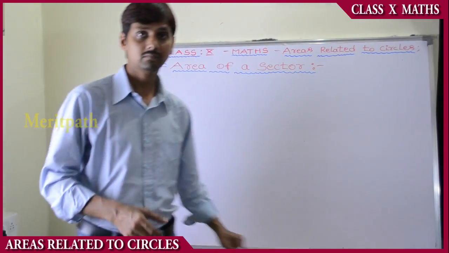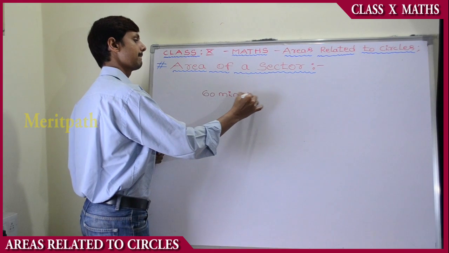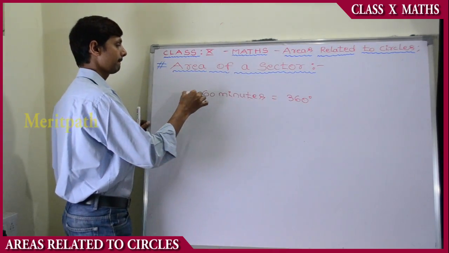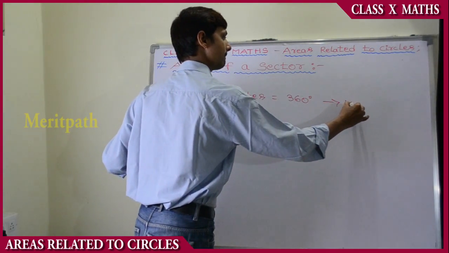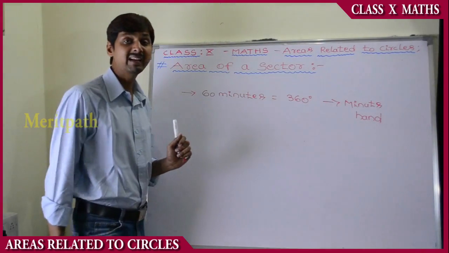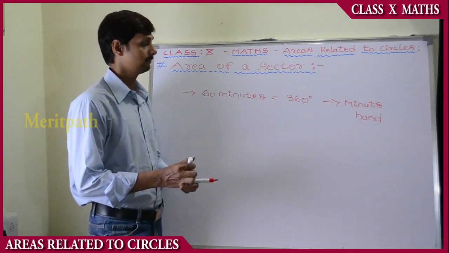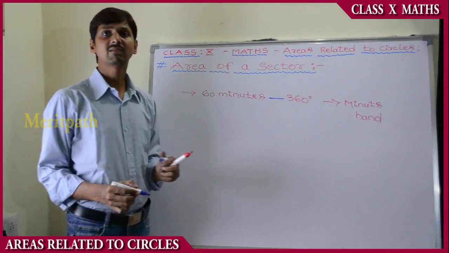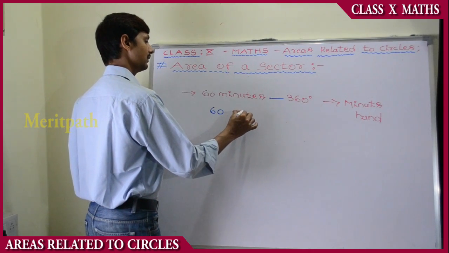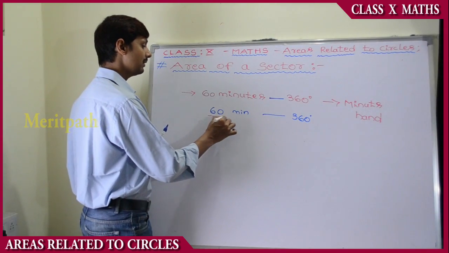So let's write 60 minutes is equal to 360 degrees, and the minutes hand, this is the minutes hand. So the minutes hand is making an angle of 360 degrees in 60 minutes. So let's divide this by 60 on both sides. This is 60 minutes. It's making an angle of 360 degrees. So let's divide by 60 on both sides.